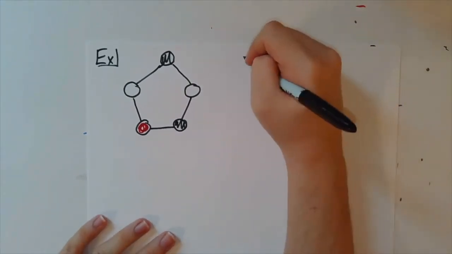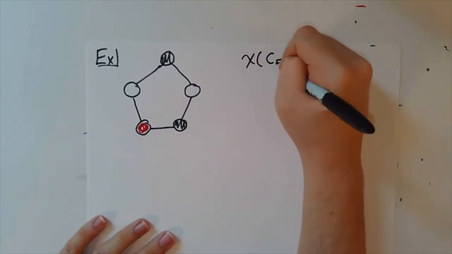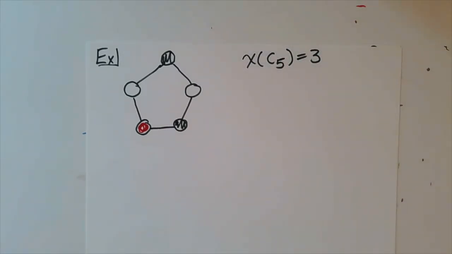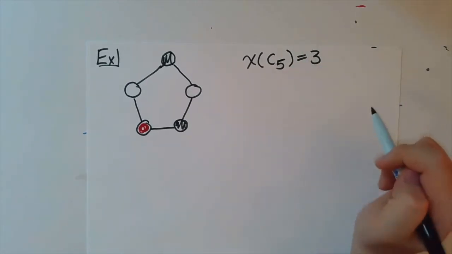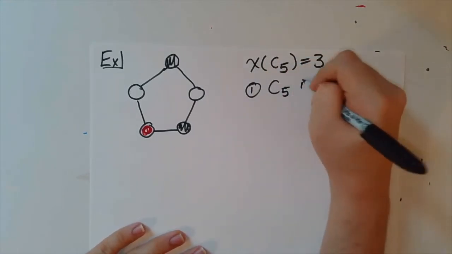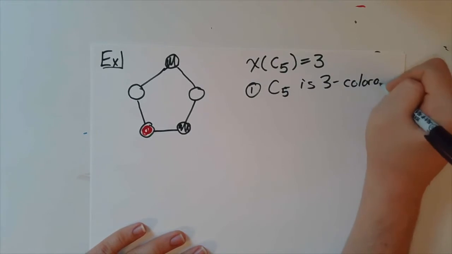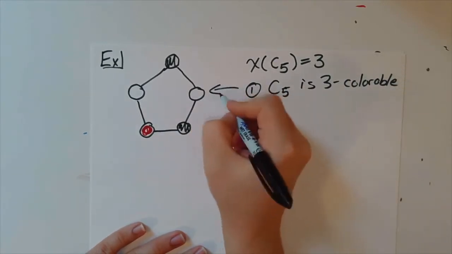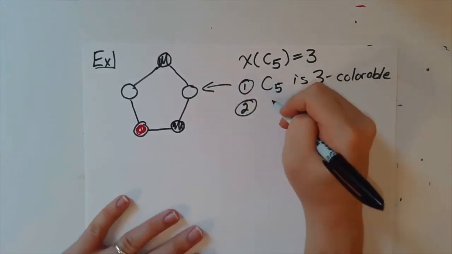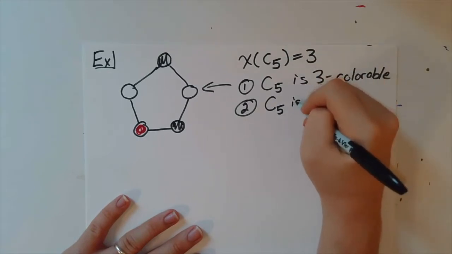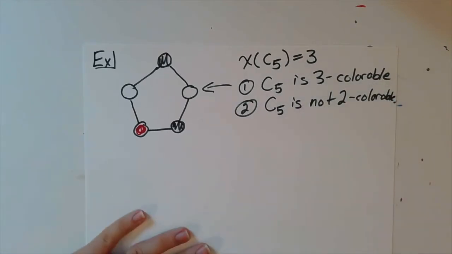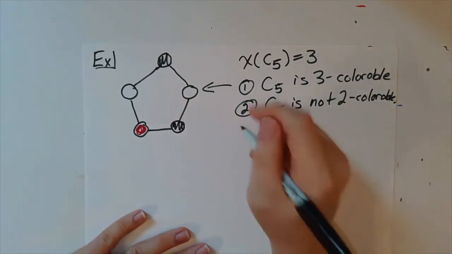Okay, so I'm telling you here chi of C5 is 3. And again, I want to emphasize, now I'm making two claims, and neither of them is completely trivial. Okay, so the first claim is that C5 is 3 colorable. Okay, and this literally is a proof of that, because I've shown you how to color this graph in 3 colors. Second, I'm going to have to say that C5 is not 2 colorable. Okay, so how are we going to prove that?